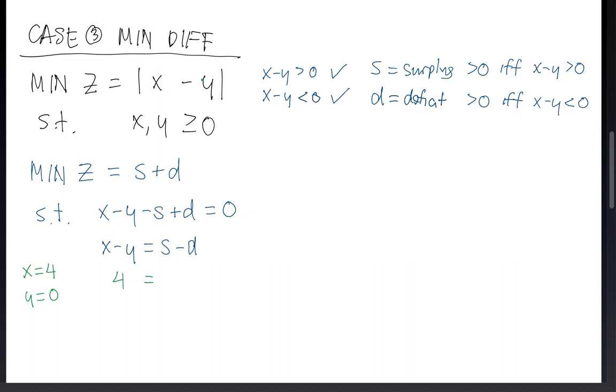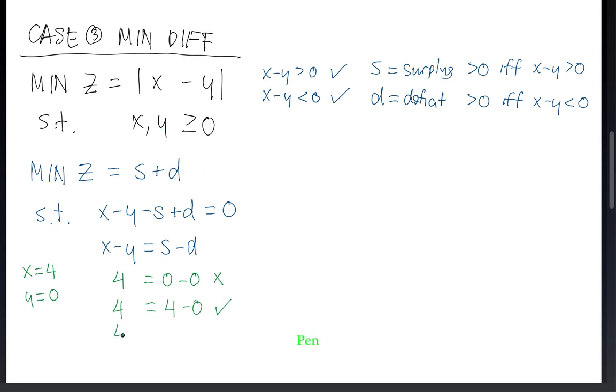Okay. So what are possible values of s and d? Can s be 0 and d be 0? No, right? Because this equality will not hold. X minus y is 4. Can s be 4 and d is 0? It can, right? So s plus d will be equal, not to 0, but to 4, which is what the absolute value actually is, right? If we plug in x and y here, we will in fact get 4.